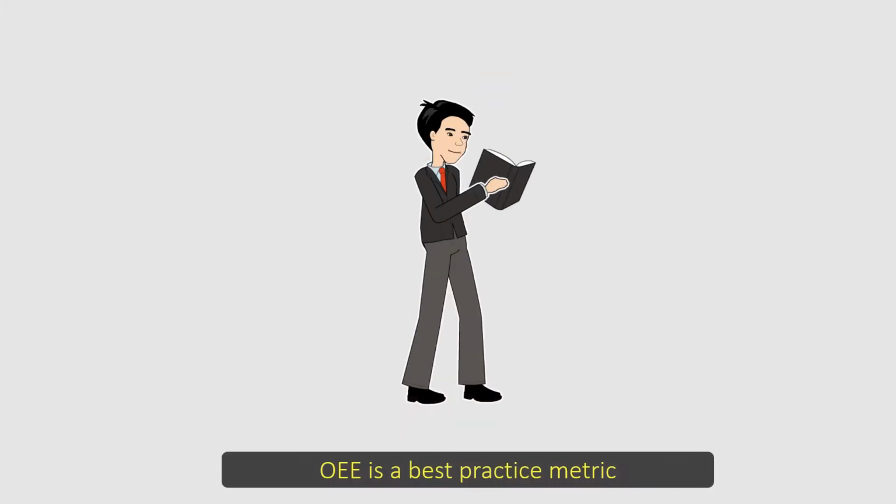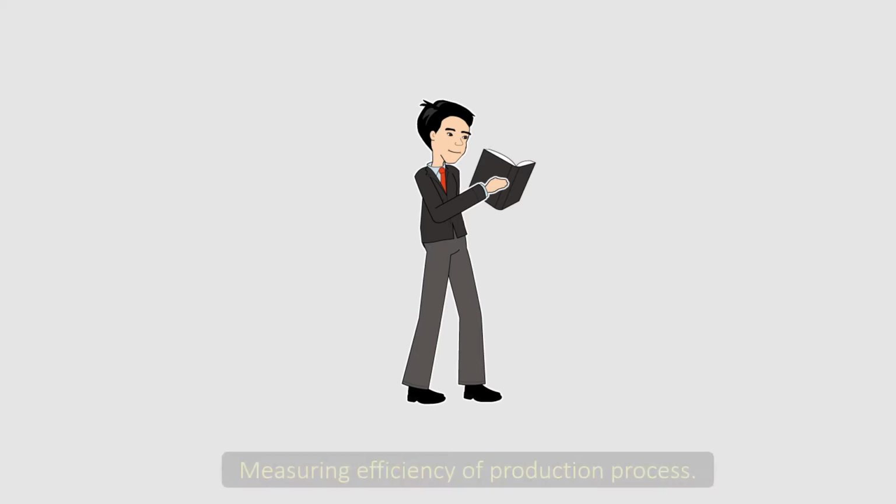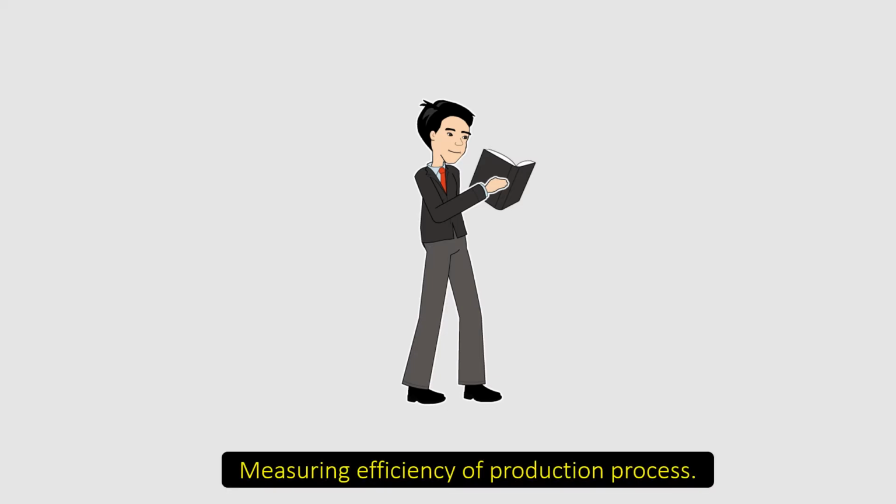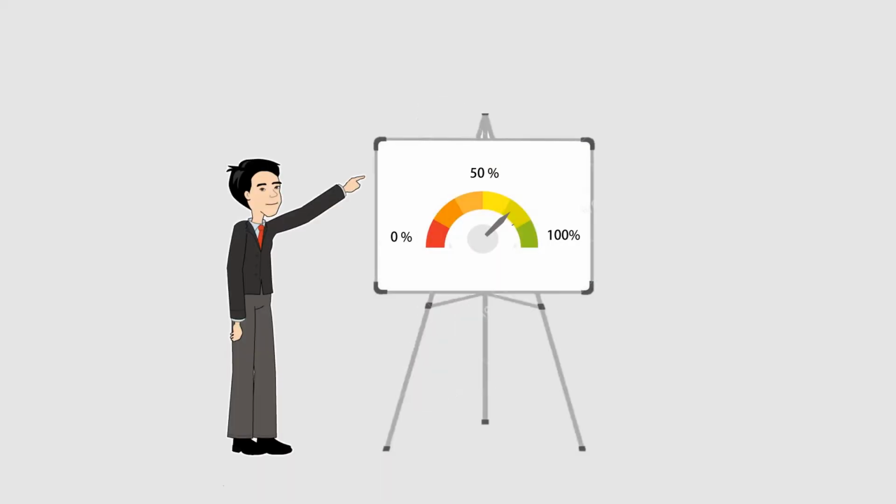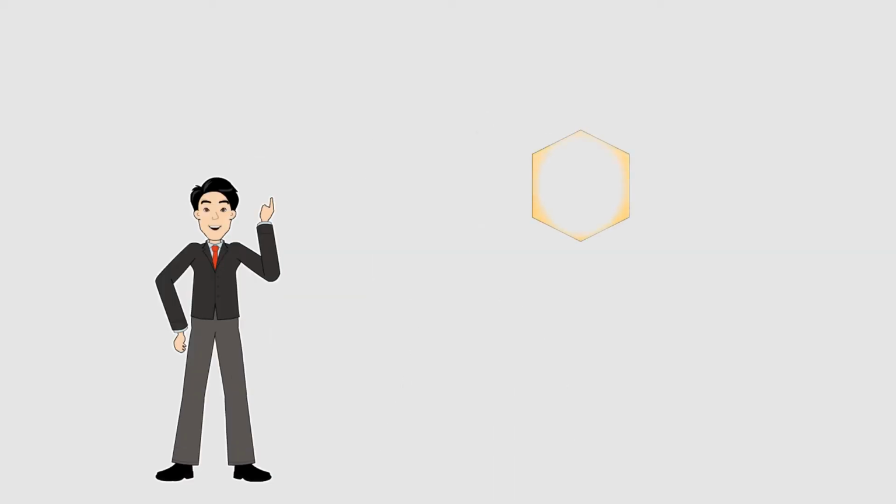I have discovered OEE, overall equipment effectiveness, is a best practice metric for measuring the effectiveness and efficiency of a manufacturing process. With only the OEE indicator, it tells you whether your equipment is at optimized performance. Before going further, OEE is made up of components taken from availability, performance and quality.